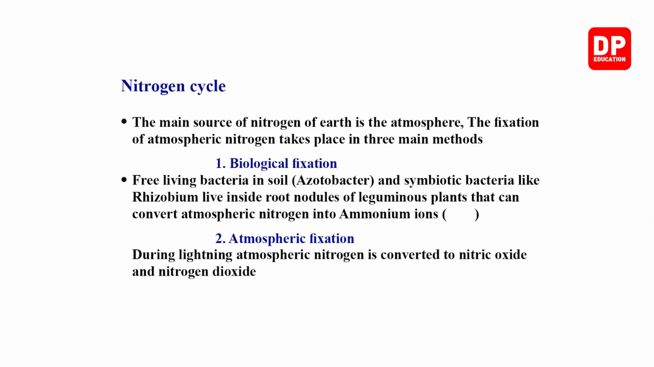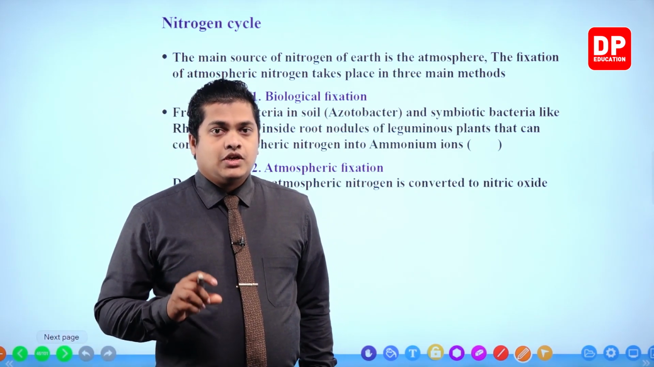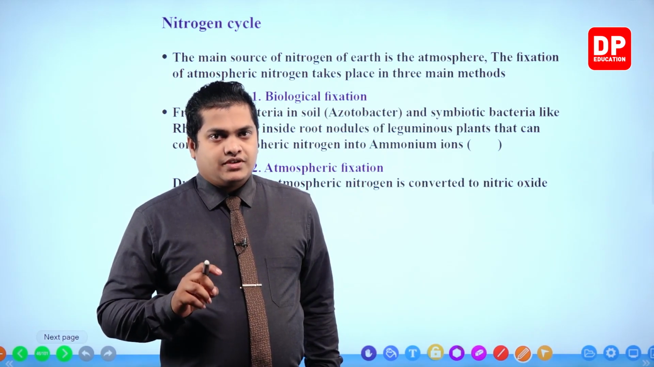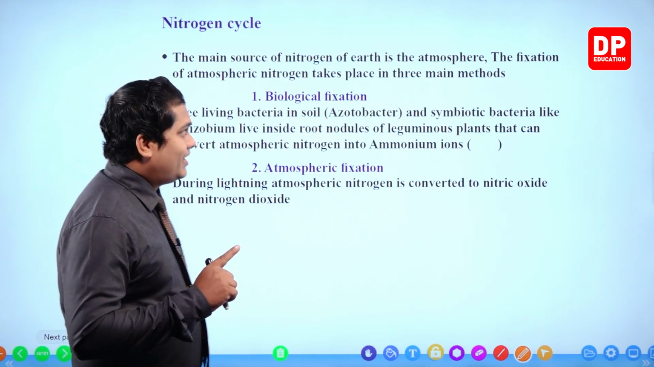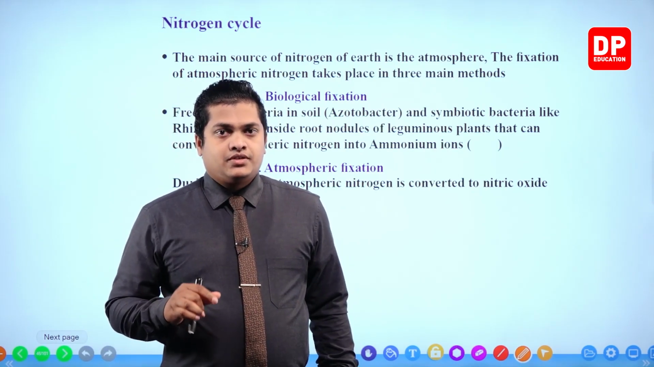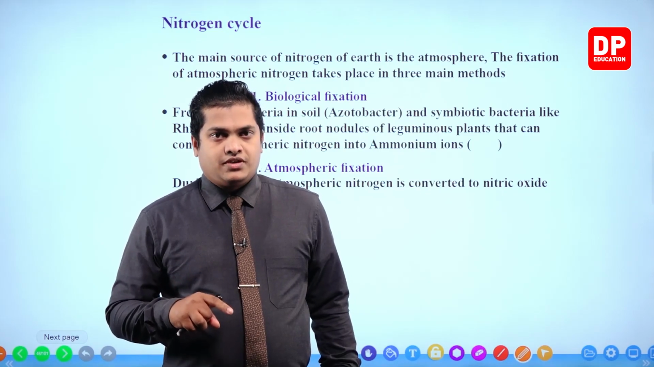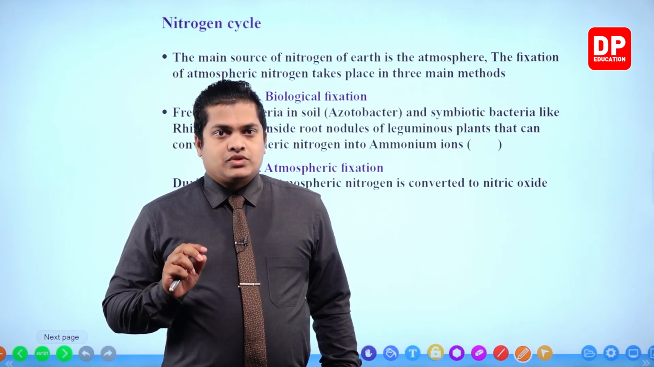The main source of nitrogen of Earth is the atmosphere. The fixation of atmospheric nitrogen takes place in three main methods. You know that our atmosphere contains about 70% of nitrogen gas. So the main source of nitrogen is the atmosphere of our Earth, and nitrogen from the atmosphere is fixed mainly by using three methods.